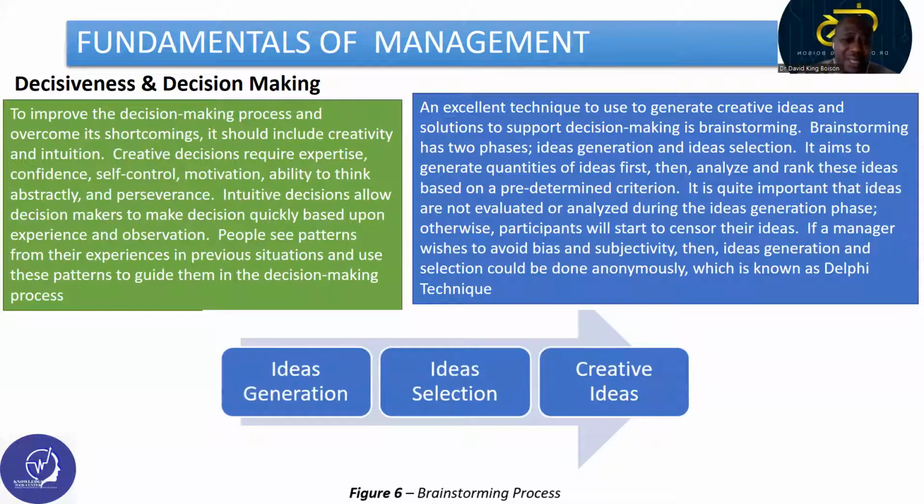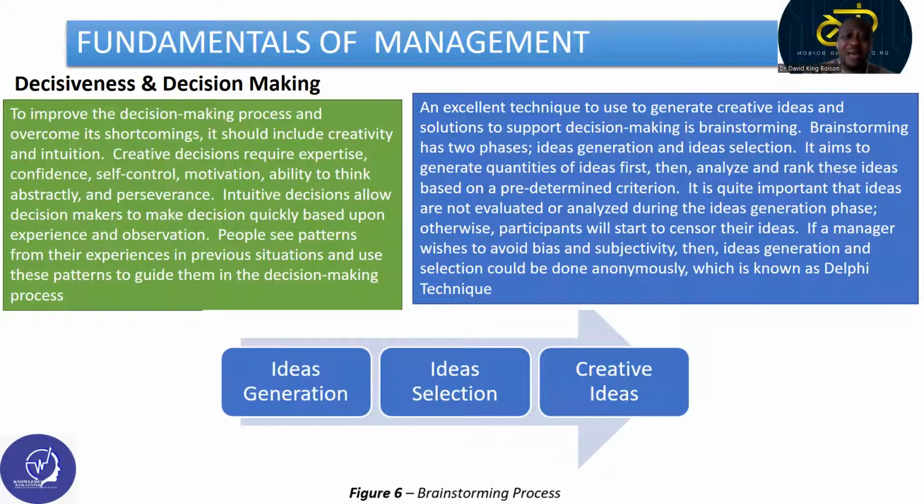So if you look at this process, we are saying that you have idea generation, idea selection, and then what? Creative ideas. Here, what we are saying is that to improve the decision making process outcome, its shortcoming, it should include creativity. So now we are not just doing the rational decision making, but we are adding creativity to it. And creative decision require expertise, confidence, self-control, motivation, ability to think abstractly, and then perseverance.